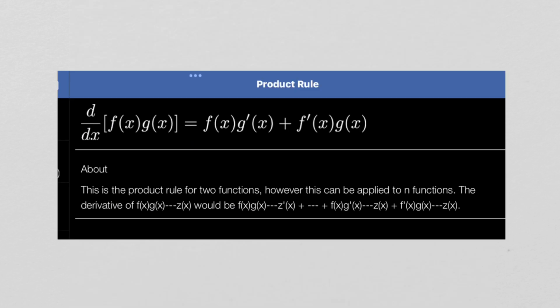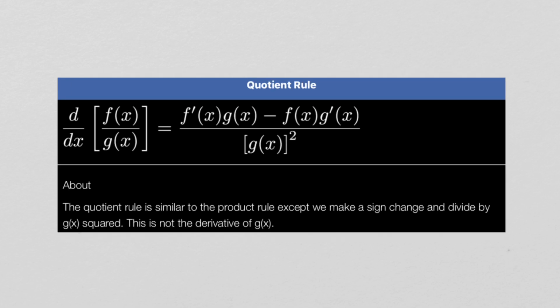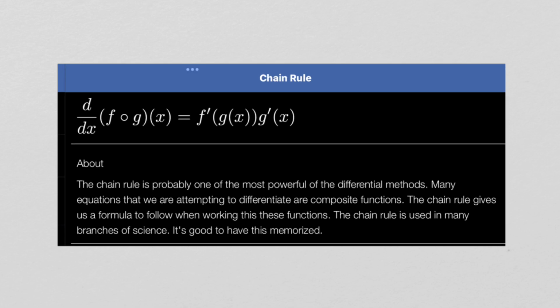Okay, so the product rule for derivatives is f prime g plus f g prime. The quotient rule for derivatives is (f prime g minus f g prime) divided by g squared. The chain rule says we take the derivative of the outside function times the derivative of the inside function.